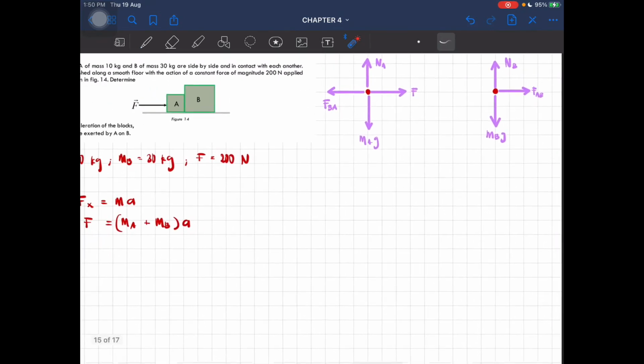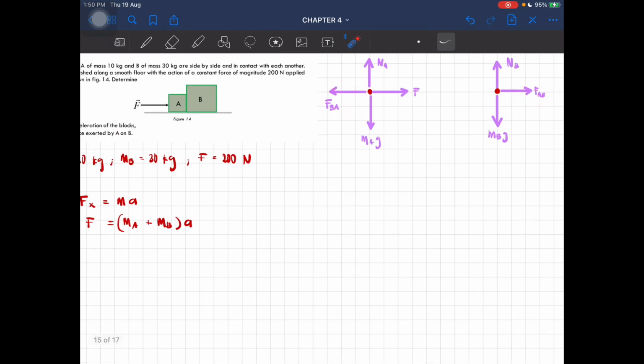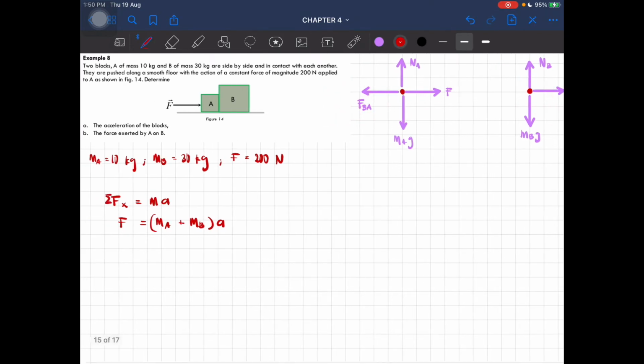Because if we look at this, FBA and FAB are equal in magnitude but opposite in direction. So if we were to add these two, they would equal 0 also. So that's why we only consider this value of F here. Okay? So then we have mA plus mB, and this one is F. So then you'll get the acceleration of the blocks to be 5 meter per second square.